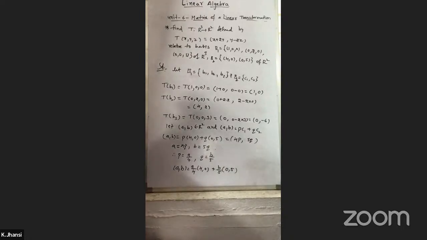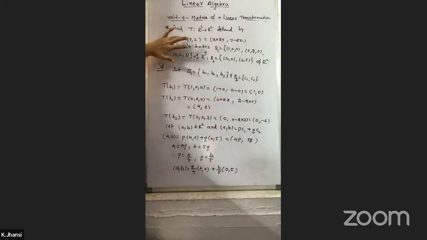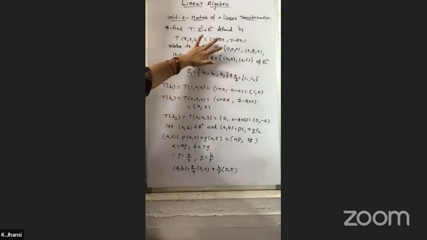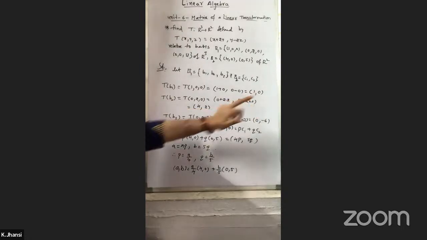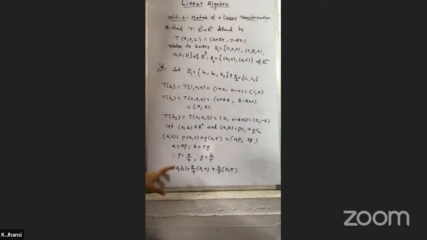So first thing is, with the help of the first basis, when you substitute that basis values as B1, B2 and B3, you will get this relation. With the help of this relation, you will get three values. One value is 1 comma 0, second value is this one, and third value is 0 comma minus 6.